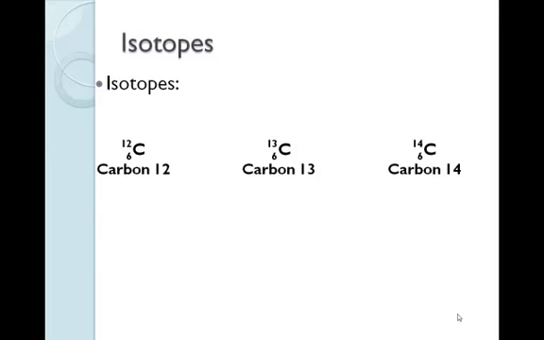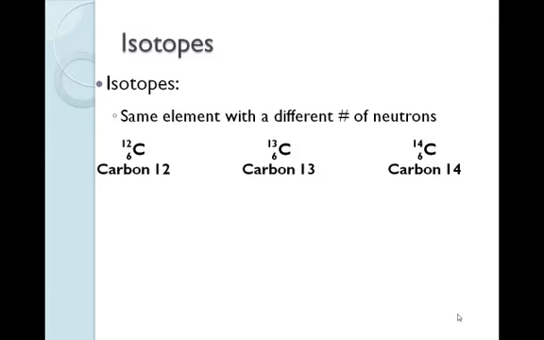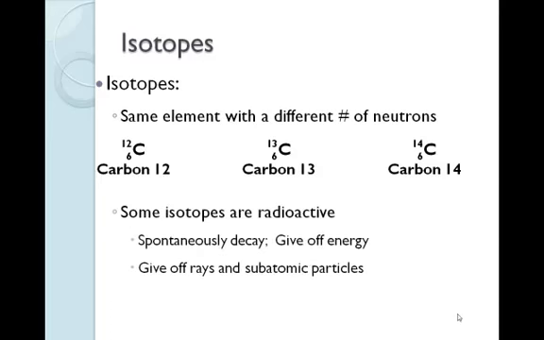Isotopes are elements that have the same number of protons but different numbers of neutrons. One example is shown here. Carbon has 6 protons, but it may have 6, 7, or 8 neutrons. Isotopes often have different properties, such as radioactivity. Radioactive elements will spontaneously decay and give off energy in the form of rays and subatomic particles. This property is useful for biologists to trace elements and to date the age of fossils by their radioactivity.